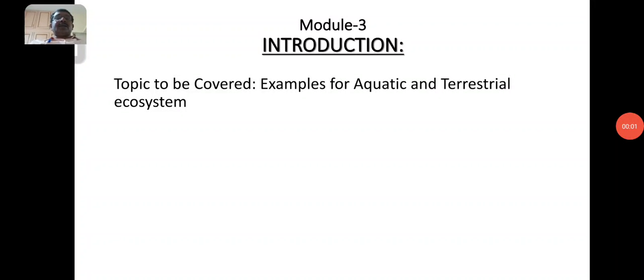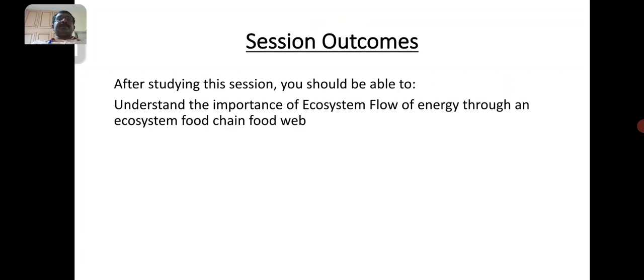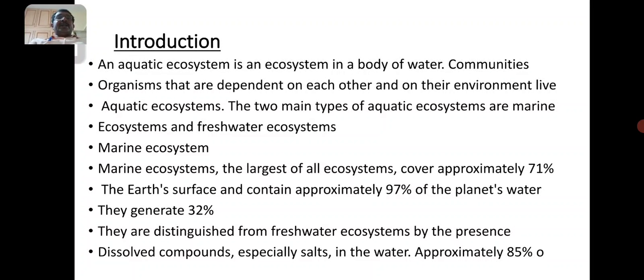Session 13 covers the examples of aquatic and terrestrial ecosystems. An aquatic ecosystem is a body of water with communities of organisms that are dependent on each other and their environment for life. There are two main types of aquatic ecosystems: the marine ecosystem and the freshwater ecosystem.